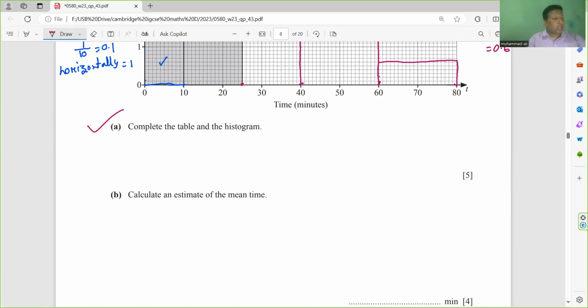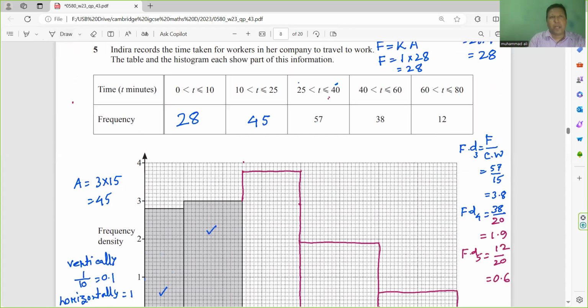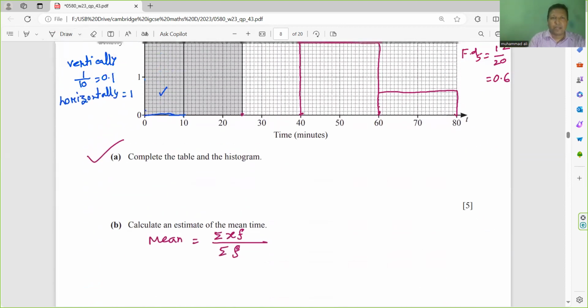We know that if there are intervals, the mean formula is summation xf divided by summation f. We have to find the midpoint of each interval and multiply it with the frequency. Each of these products we have to add. Now see how you can find it.